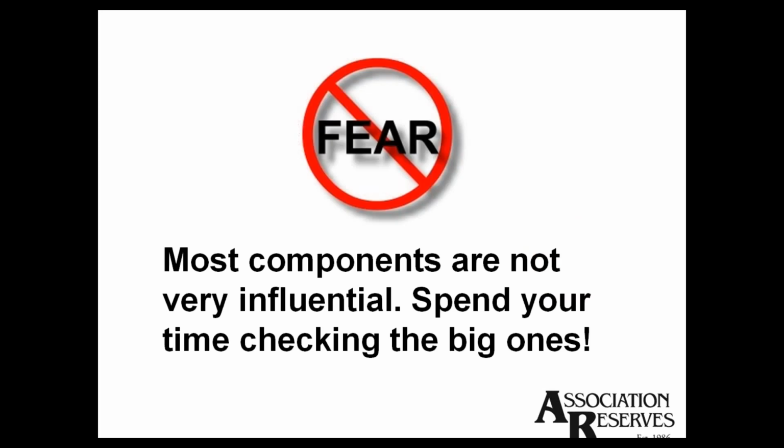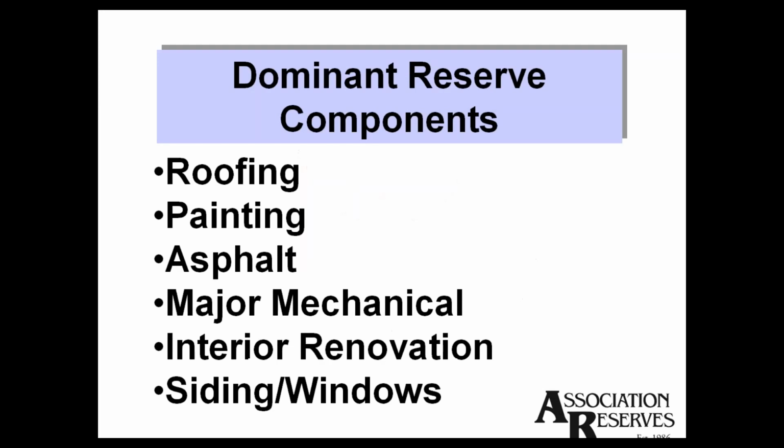A reserve component list is kind of like a budget. You have large budget items worth extra attention, but most are smaller items. We don't want you to get overwhelmed with your reserve component list. If you're planning to check your reserve component list, look for the influential components. So which ones are the influential ones?